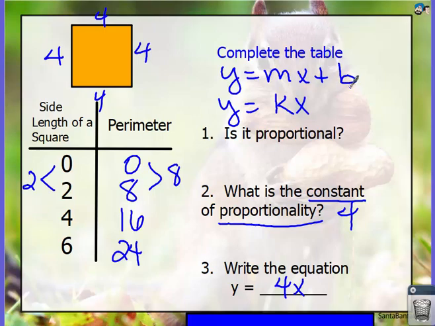But if our b is 0, our y-intercept is 0, then y equals kx represents a line that is a proportional situation. And I know that's kind of tough to understand. Hopefully as we progress through this lesson, it will become a little bit more clear.